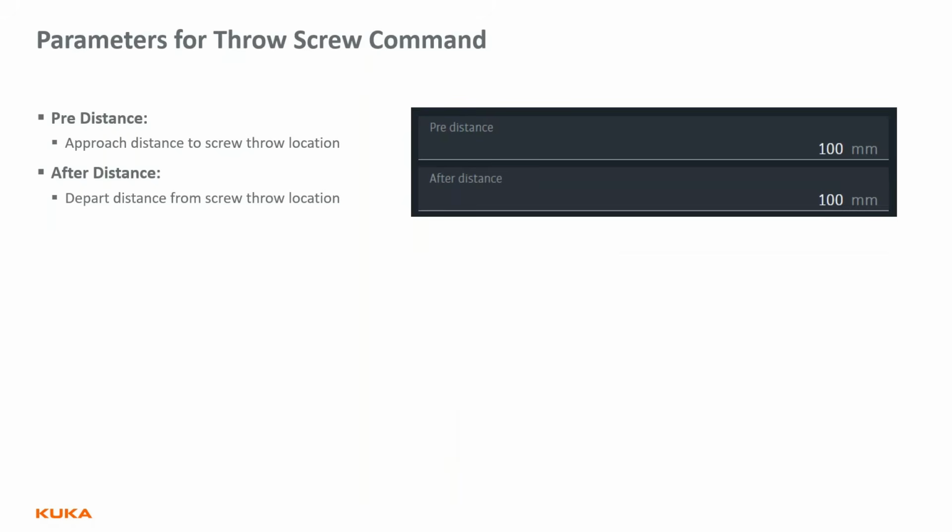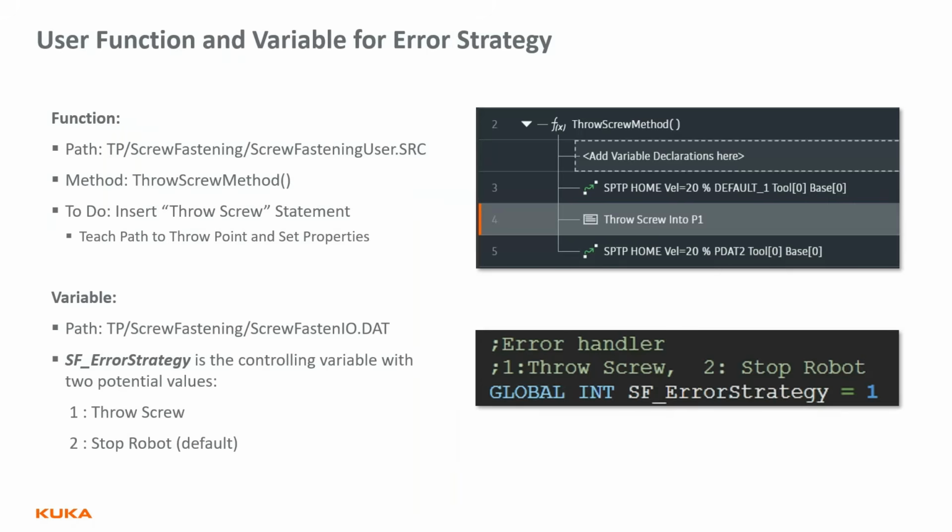The throw screw command is a point-to-point motion instruction that contains 2 extra parameters related to the throw screw operation. These parameters are the pre and post distance settings for approaching and departing the screw location. The application of the throw screw command can be seen in the error handling strategy used by the system.